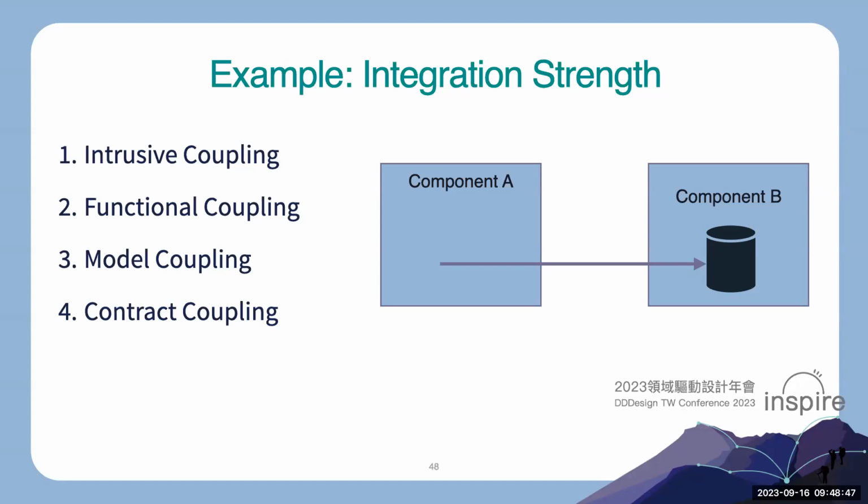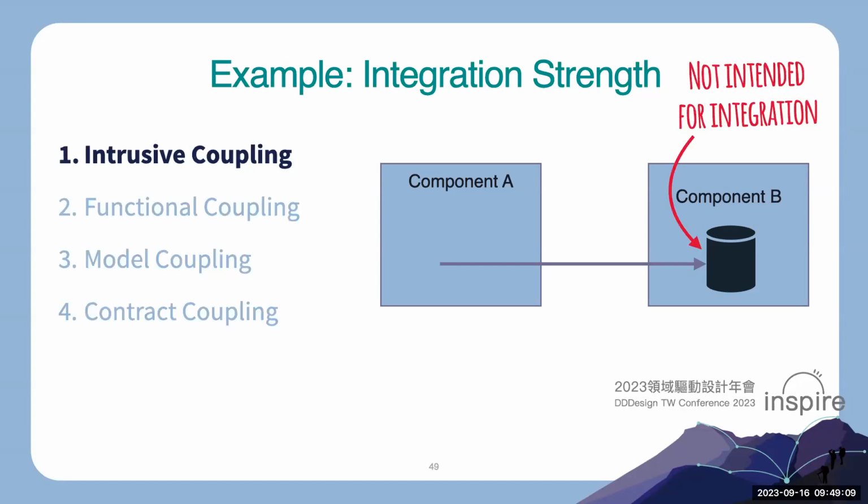Now, I'm not going to do this dirty trick of asking you which level it is, because it depends on details which I'm not sharing here. So now I'm going to share those additional details, and we'll see how the context changes the integration strength. So first of all, let's say that these two are microservices, and the database is not intended for integration. If component A connects to it, reads data or writes data, God forbid, then of course that's an intrusive coupling.